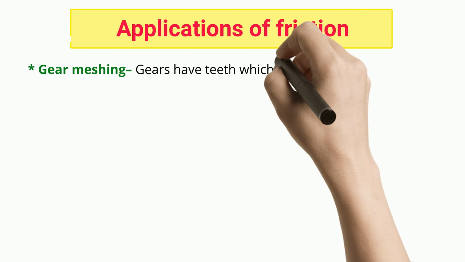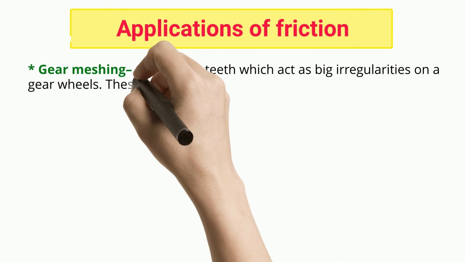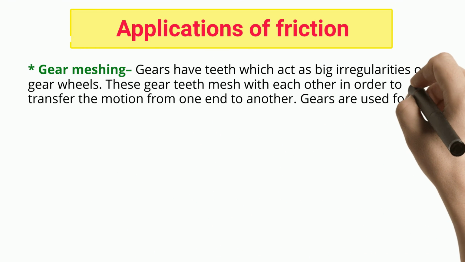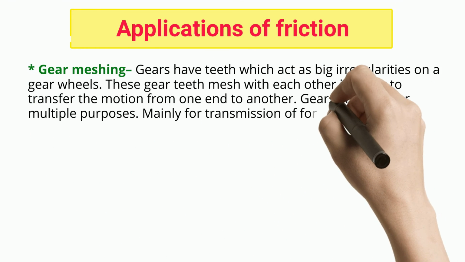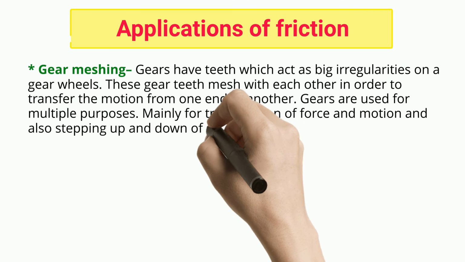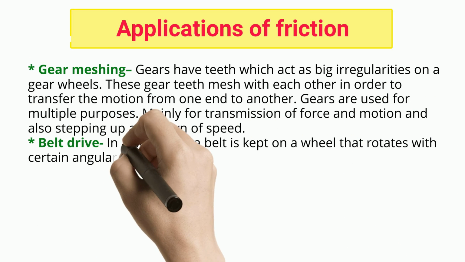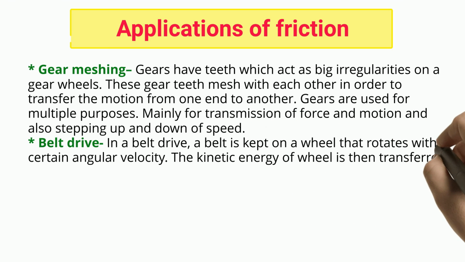Gear meshing? Gears have teeth which act as big irregularities on the gear wheels. These gear teeth mesh with each other in order to transfer the motion from one end to another. Gears are used for multiple purposes. Mainly for transmission of force and motion and also stepping up and down of speed.